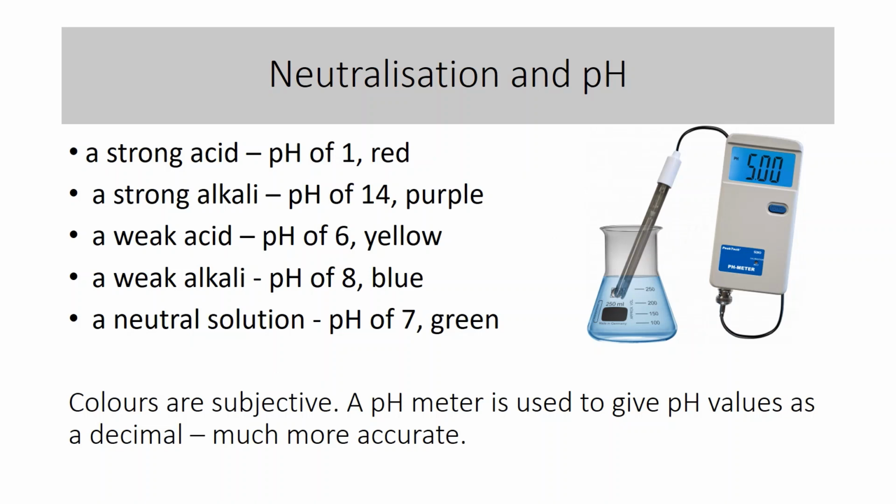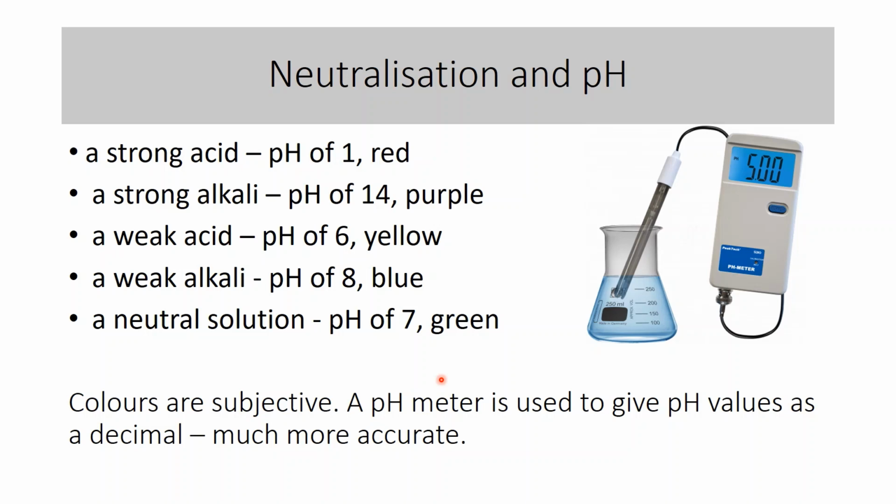Okay, Year 10. Hopefully you got the following. A strong acid has a pH of 1, it's red. A strong alkali has a pH of 14, it's purple. A weak acid has a pH of about 6, it's yellow, but you could really have anything from about 4 to 6 here. A weak alkali has a pH of 8 and it's blue, again about 8 to 10 is acceptable. A neutral solution would give you a pH of 7, which is green.